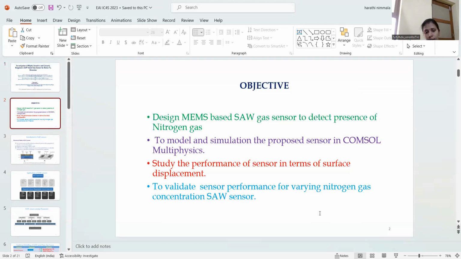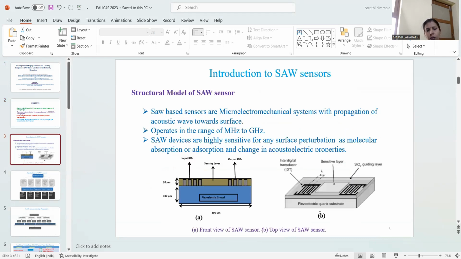Evaluate the performance of the sensor in the presence of ammonia gas. So here we start with the introduction, where this SAW-based gas sensor is a MEMS-based device which operates in the range of megahertz to gigahertz.